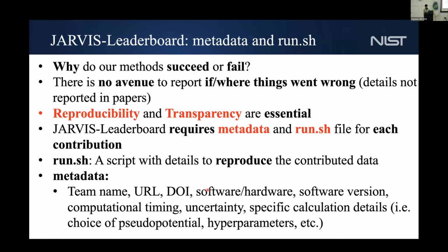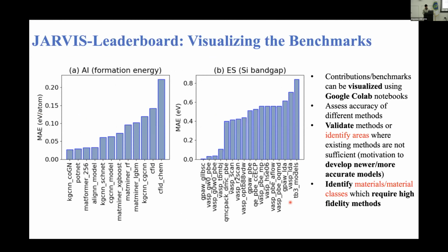so whichever paper that data came from, what software you were using, so were you using the batch code, were you using the legacy code, which hardware were you running on, the timing of it, the uncertainty, and just other specific calculation details such as choice of pseudopotential and so on.